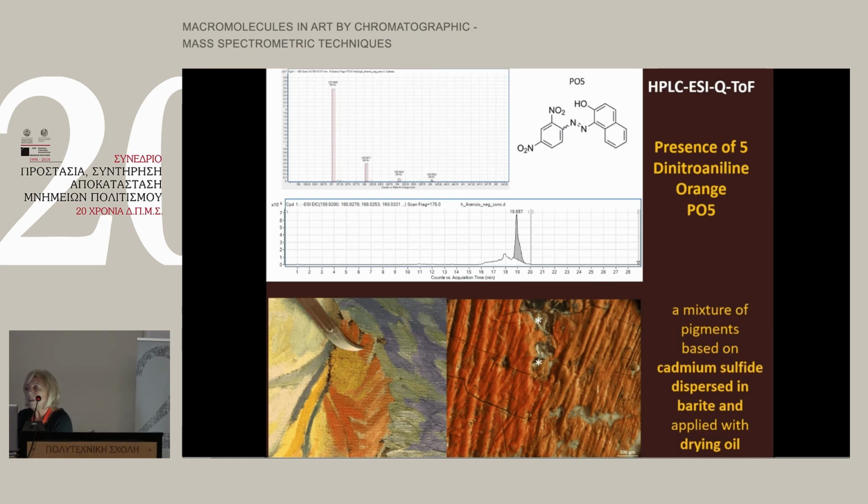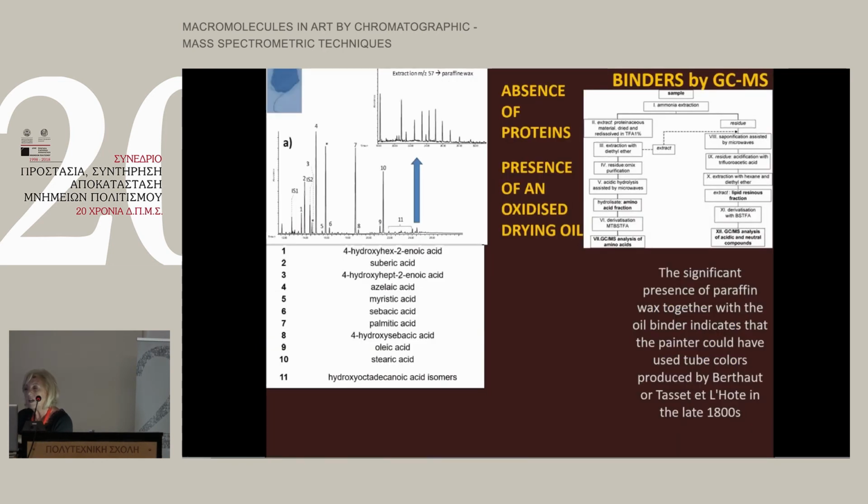So this was quite striking again, and then we found that in the orange there was sometimes some shade made by the orange PO5, which is another synthetic compound, which was found at the end of the 19th century, but it was patented in 1909. Well, these two were quite striking.